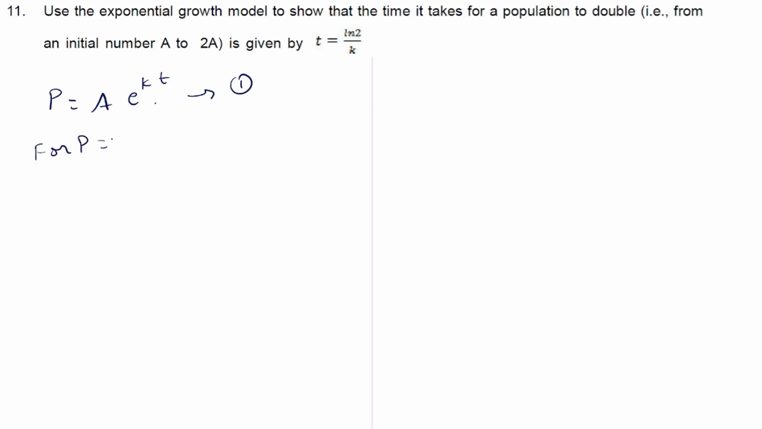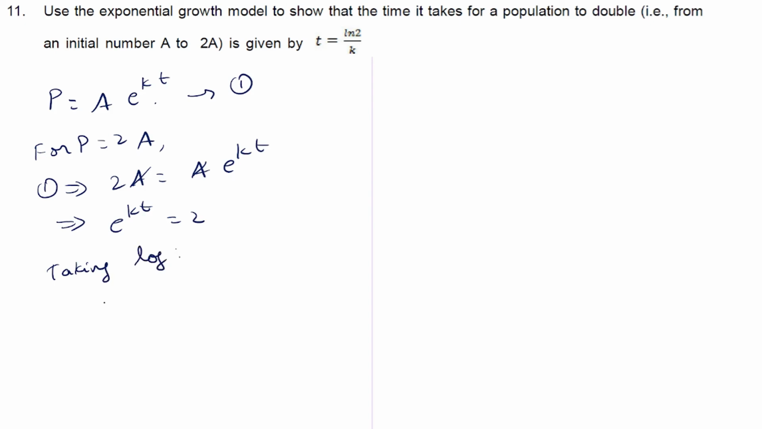So for P equal to 2a, we have 2a equal to a into e raised to kt. From this we get e raised to kt equal to 2. We can take log on both sides, that is natural logarithm. So we have kt equal to ln 2, or t is equal to ln 2 upon k. So this is what we had to prove, and we have proved it.